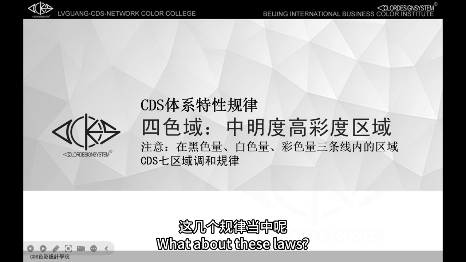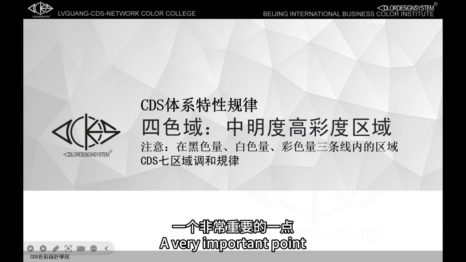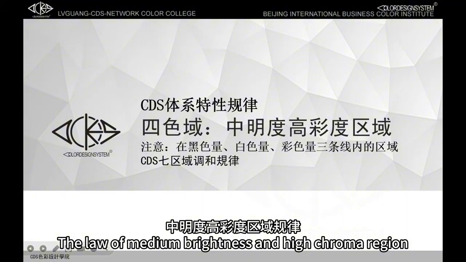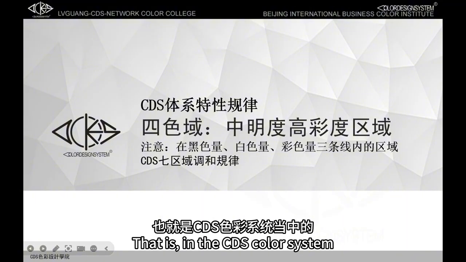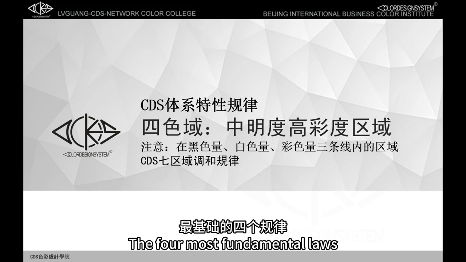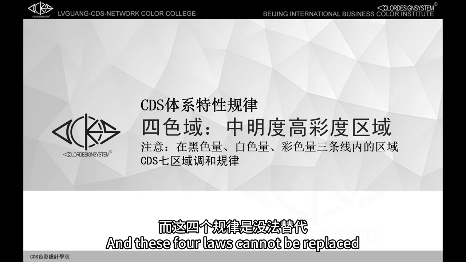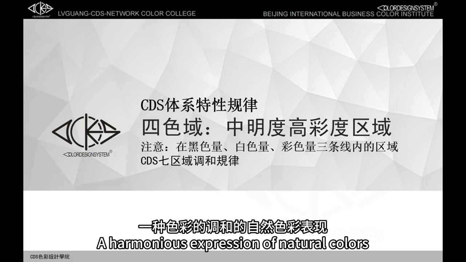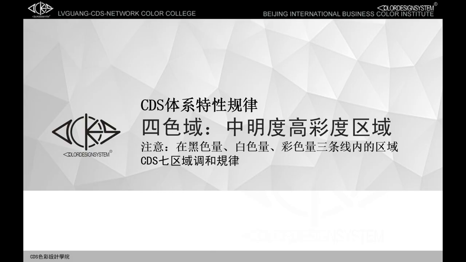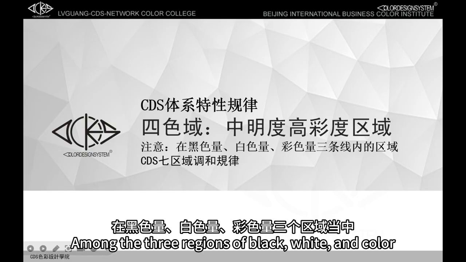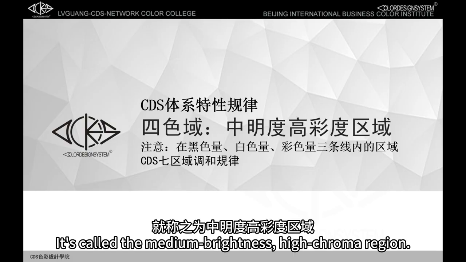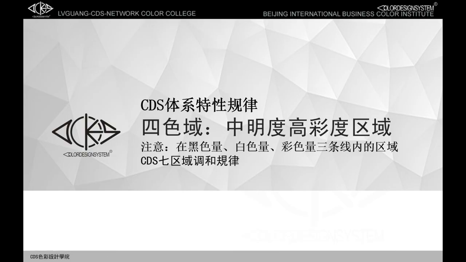A very important point: this is what we call Area 4, the law of the medium brightness and high chroma region. That is, in the CDS color system, these are the 4 most fundamental laws, and they cannot be replaced. They are inherent in nature, a harmonious expression of natural colors. Attention! Among the 3 regions of black, white, and color, the area within its 3 lines is called the medium brightness, high chroma region.